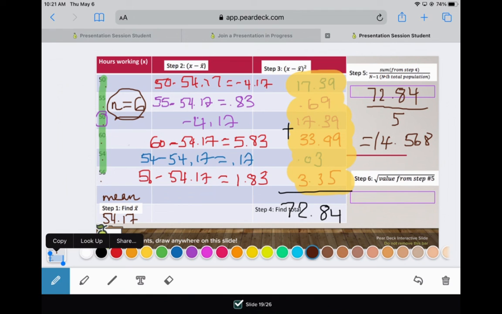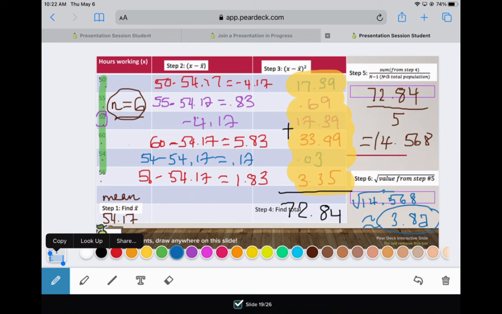All right, finish up this problem. What do I do? Step number 6. This is the final answer. So what do I do with that 14.568? I will take the square root, yes. So I'm taking the square root of 14.568. That gives me the answer. That would be about 3 point, I want 2 decimal places, that's about 3.82. So that is the answer I'm looking for. Okay.